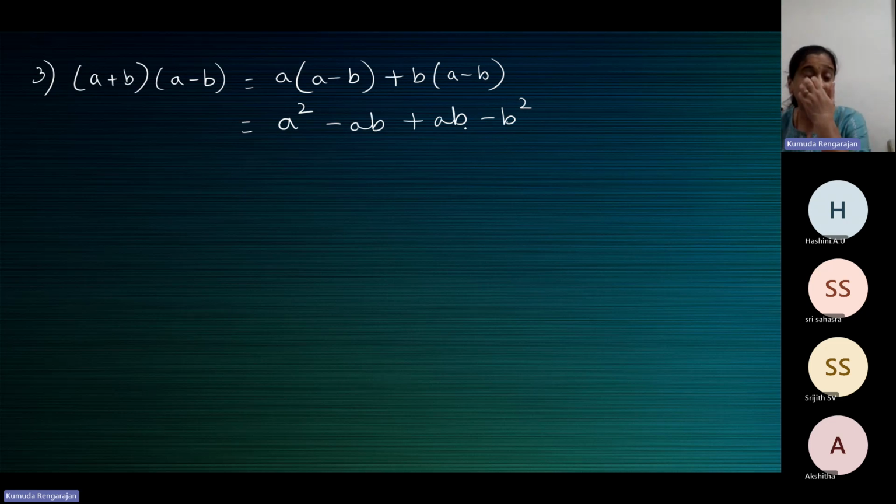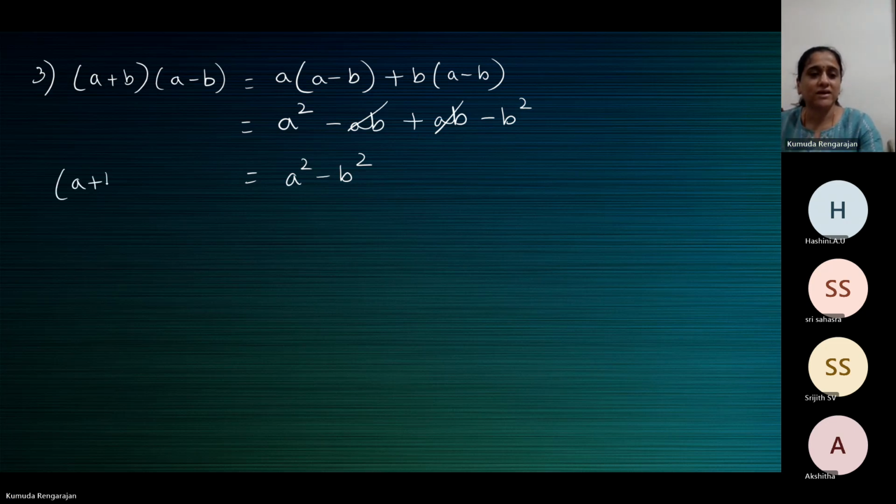Yeah, Navneet. Minus AB and plus AB get cancelled. Minus 1AB plus 1AB. A squared minus B squared. Okay, so A plus B into A minus B is equal to A squared minus B squared. Or A squared minus B squared is equal to A plus B into A minus B. Right?